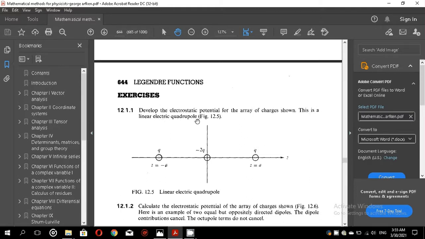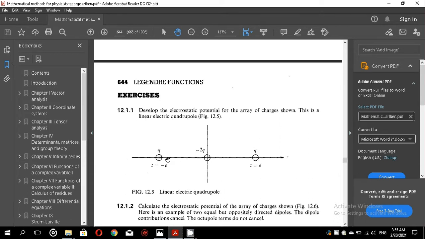In one of our previous lectures we discussed the electrostatic potential and the electric field due to a dipole, and now let me extend this to a quadrupole. So this is a linear quadrupole.